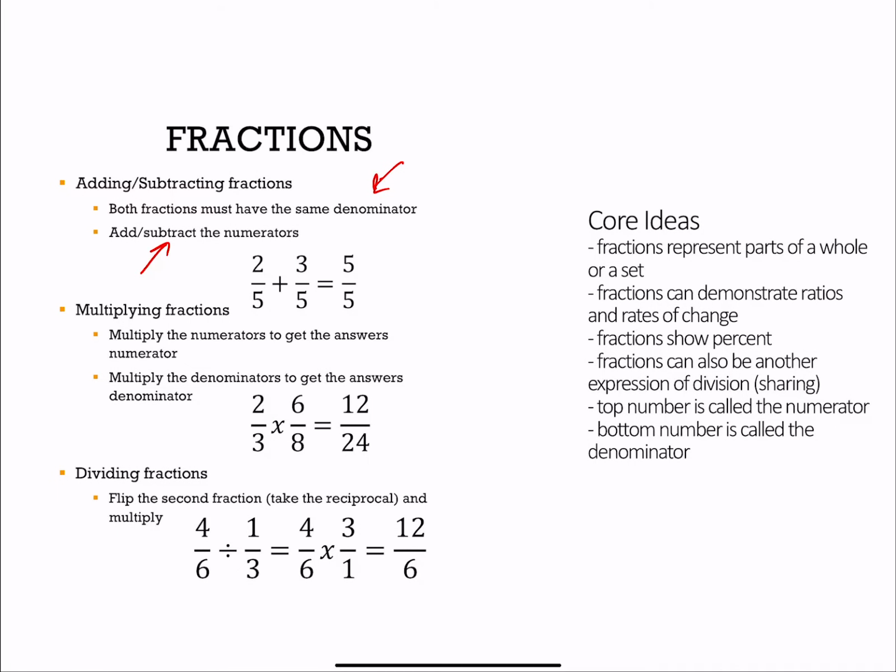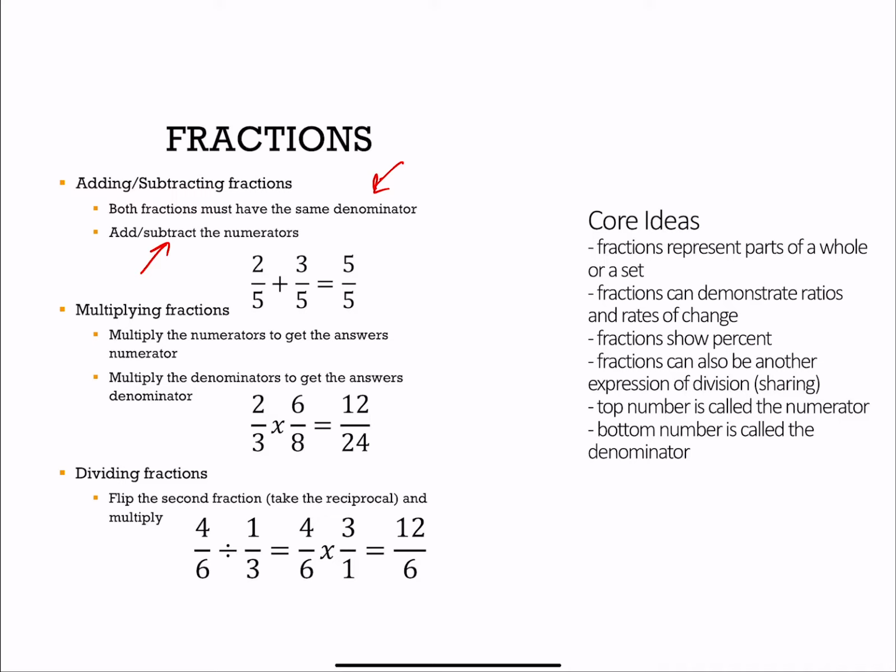So let's go to multiplying fractions. To multiply fractions, all you need to do is even simpler than adding or subtracting fractions. To multiply fractions, all you need to do is multiply the numerators. You get an answer, that becomes your new answer's numerator. And then multiply the denominators, get an answer, that becomes the answer's denominator.